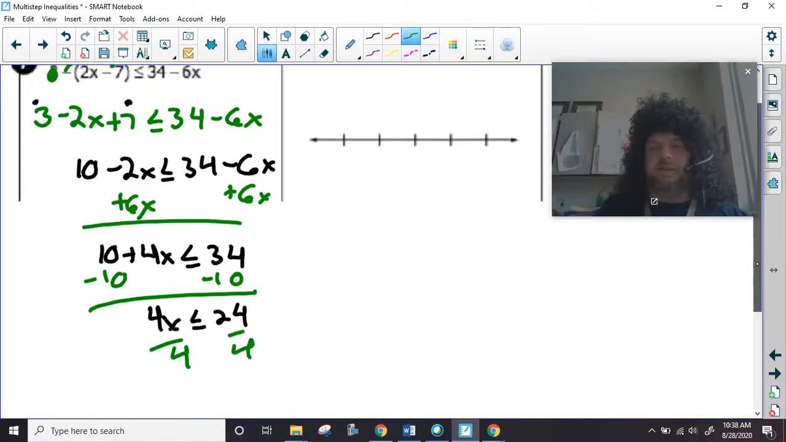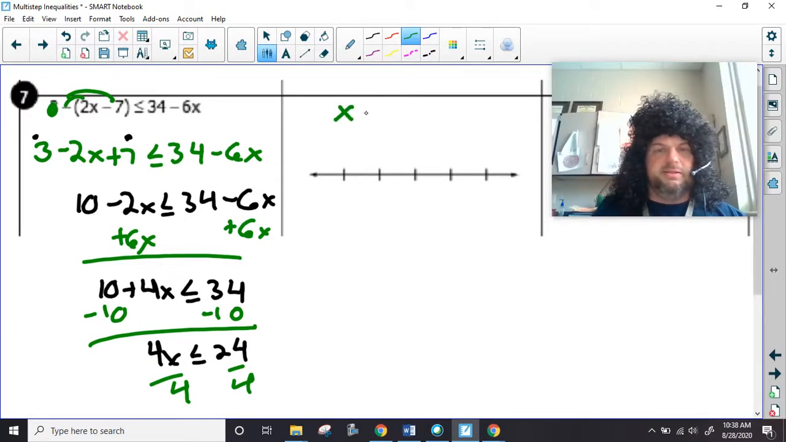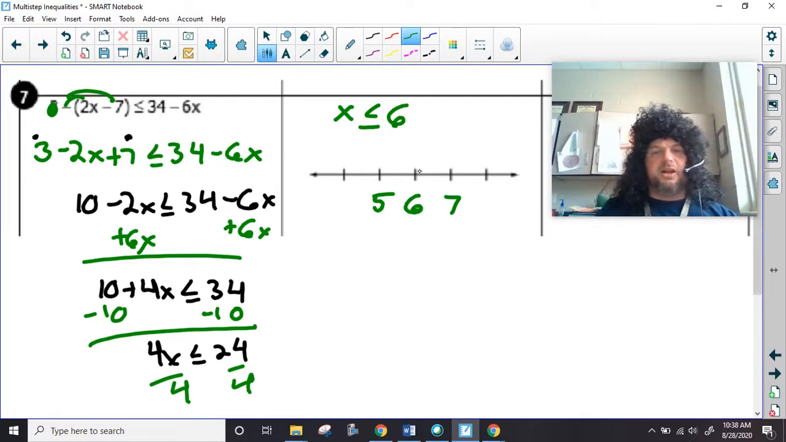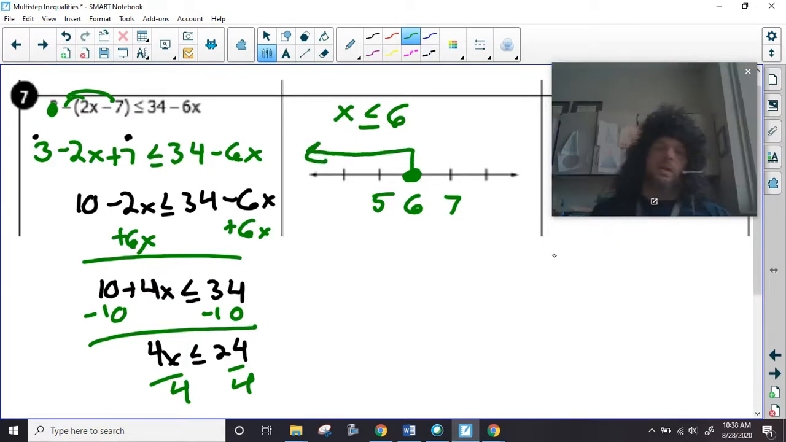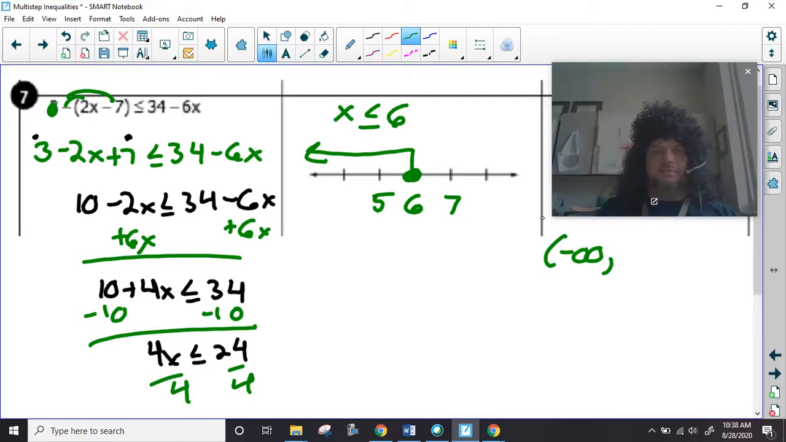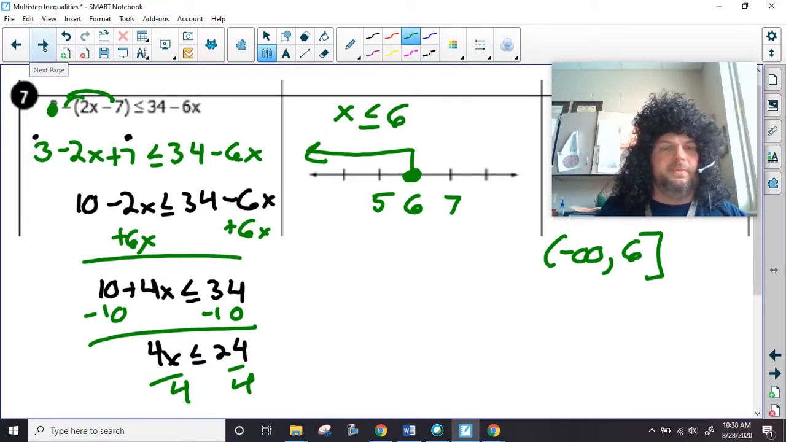All right, so I didn't divide by a negative or anything. For my inequality, I'm going to write it up here because this helps me. So 5, 6, 7, closed circle. X is less than or equal to 6. All right, that means we go to negative infinity. Remember, as we read from left to right, and we go to 6, and we stop, it gets a bracket because it's included.